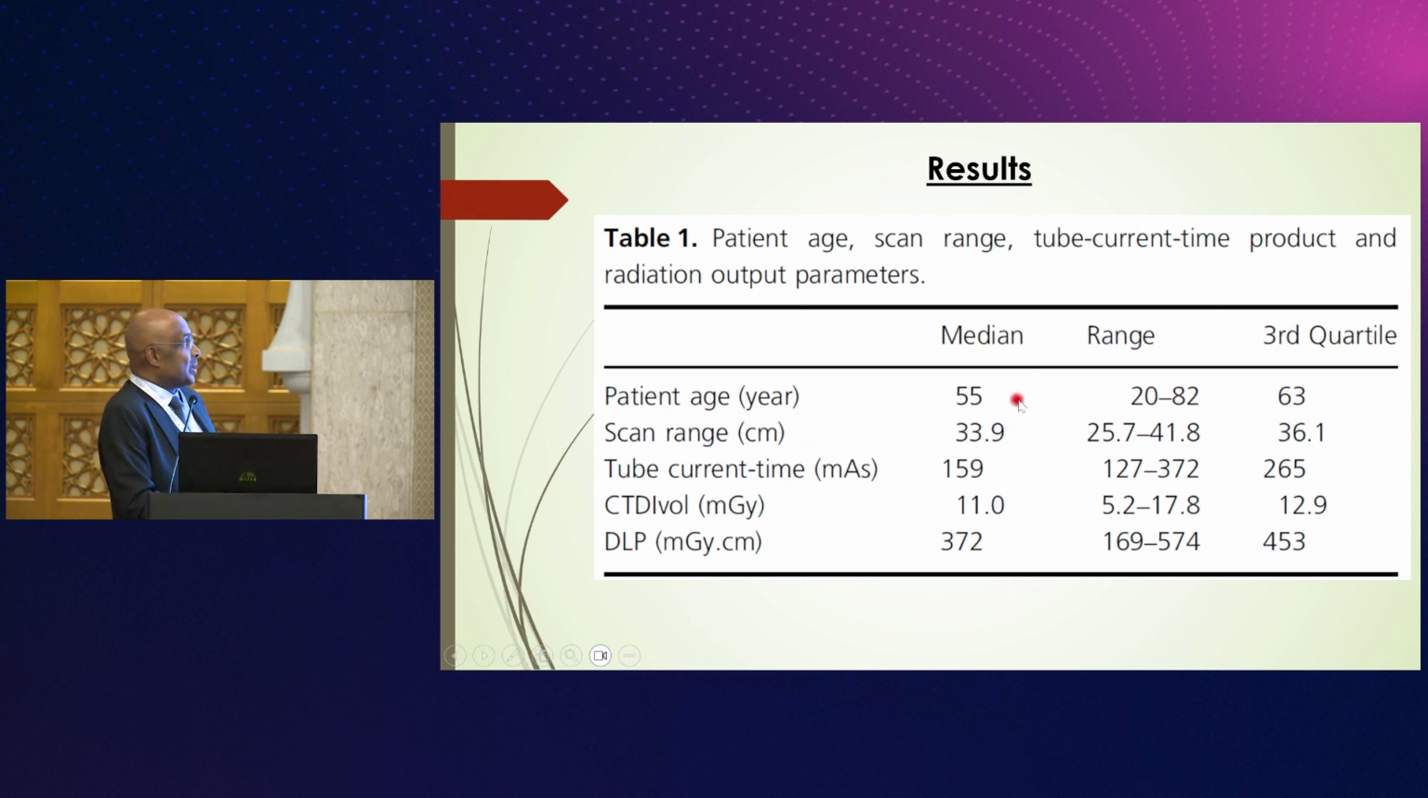The scan range was also reasonably widespread. The CTDI volume ranged between 5 and about 18, and the DLP from about 170 to about 570. So it's a wide range of values that we tested. So we wanted to see how well it works at this end and how well it predicts at the other end.